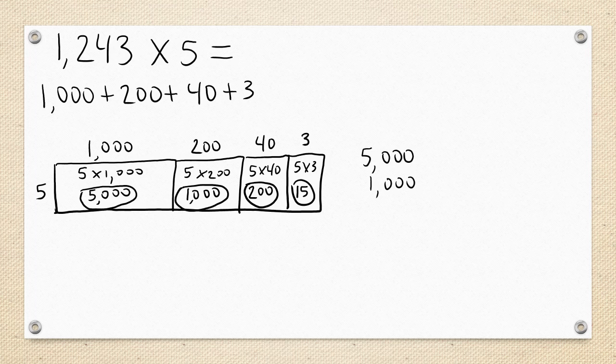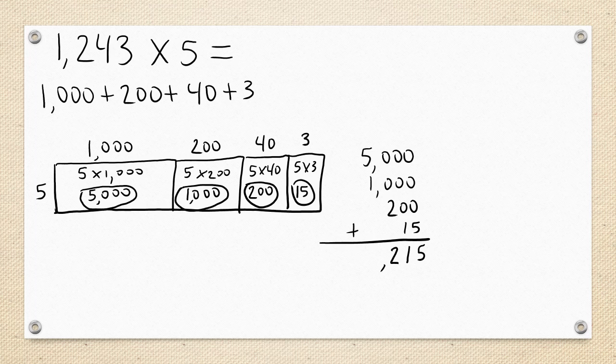And if you realize that you didn't, go back and erase to make sure you're ready to add. I add my ones first. 0 ones plus 0 ones plus 0 ones plus 5 ones equals 5 ones. Then I add my tens. 0 tens plus 0 tens plus 0 tens plus 1 ten equals 1 ten. Then I add my hundreds. 0 hundreds plus 0 hundreds plus 2 hundreds equals 2 hundreds.